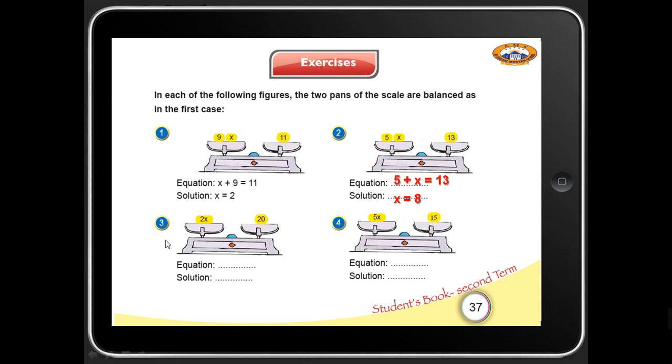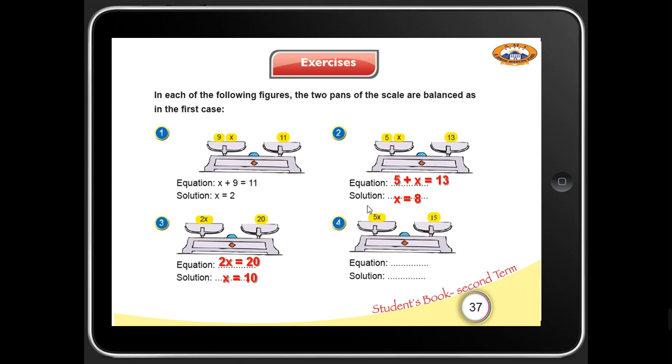Now look at exercise number 3. This is a little bit different from the previous one, because here 2x is in the same ball. It means this x is multiplied 2 times. This is twice the x. So here I'm not going to add the plus because they are in the same ball. So 2x equals 20. That means 2 multiplied by x gives me 20. So when I want to solve this equation: 2 times what gives me 20? Excellent. 2 times 10. So my x here equals 10.